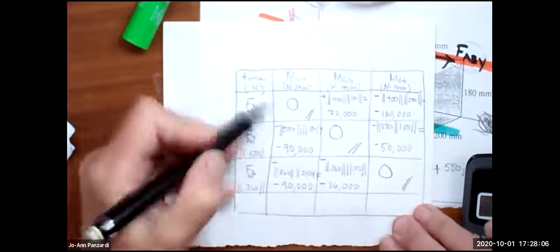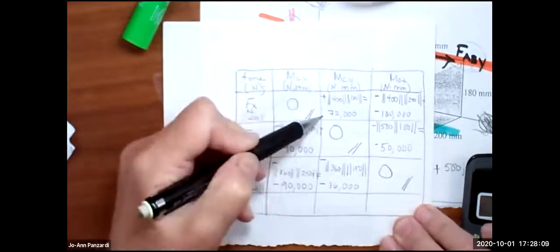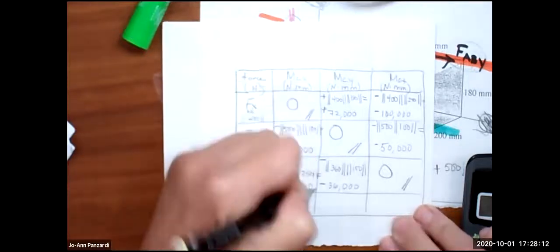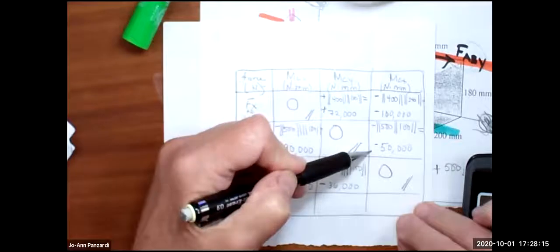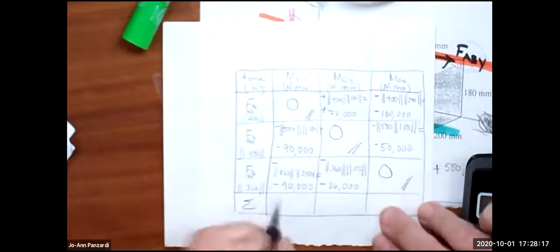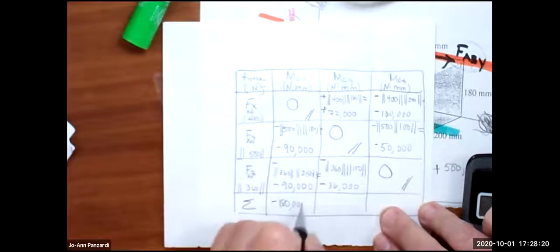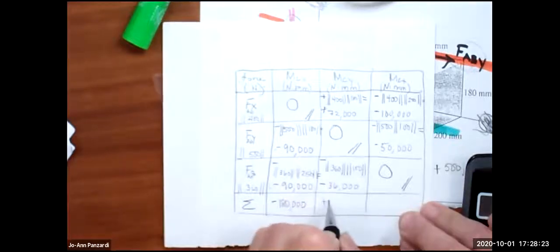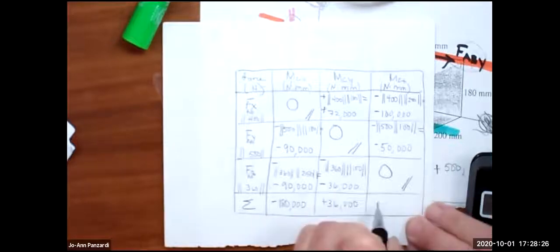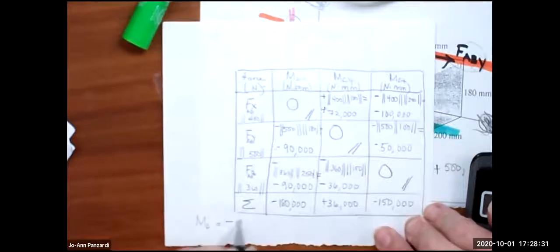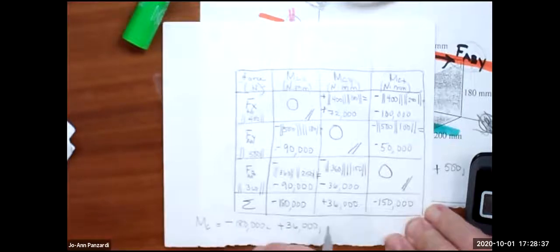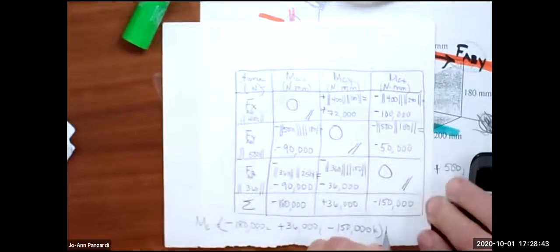This would be 3, 6 and then 3 zeros, negative. So negative 90, negative 90, positive 72, negative 36, negative 100, negative 50. Okay, so now we're going to sum it all up. We got negative 180,000, positive 3600, and negative 150. So my moment about point C is negative 180 I plus 36,000 J minus 150,000 K, and the units are Newton millimeter.